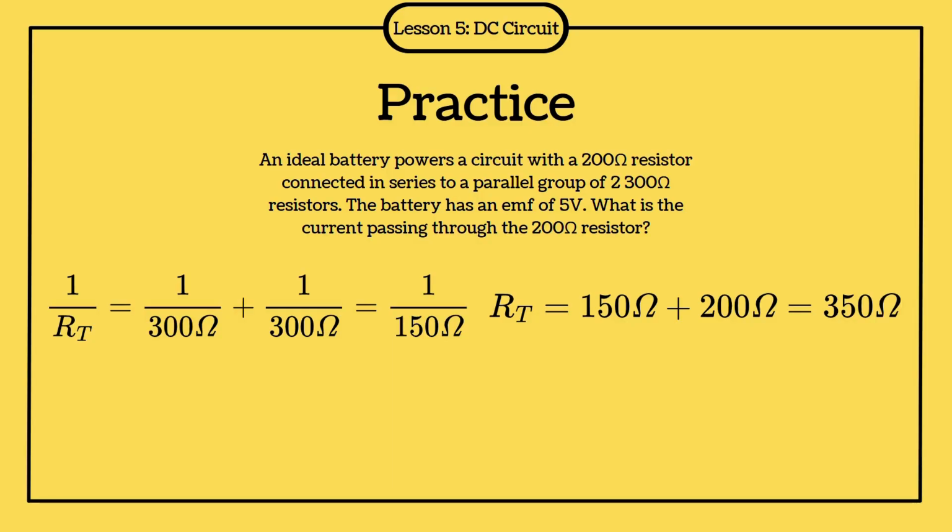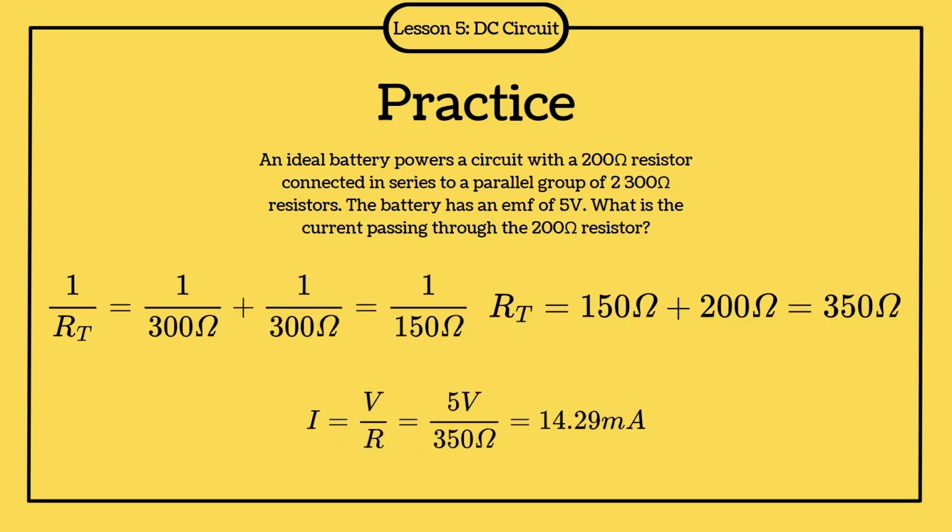However, we must remember that this section is in series with a 200 ohm resistor. So for this, we use the much simpler equation of total resistance equals resistance 1 plus resistance 2. Adding the 150 ohms we got from the calculation we just did to the 200 ohms of the first resistor gives us a total resistance of 350 ohms for this circuit.